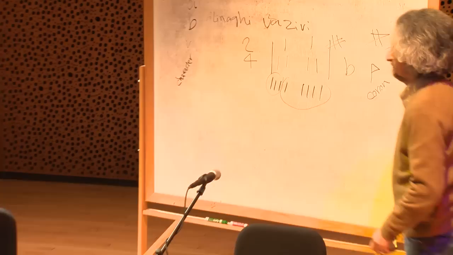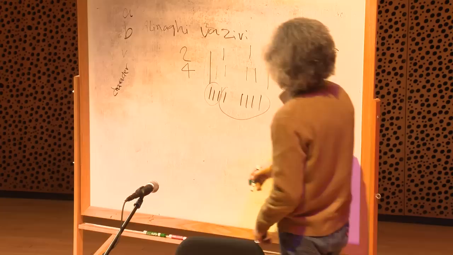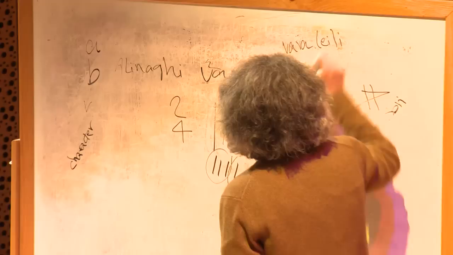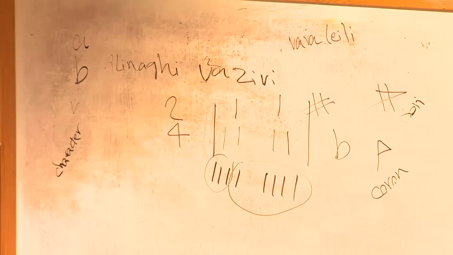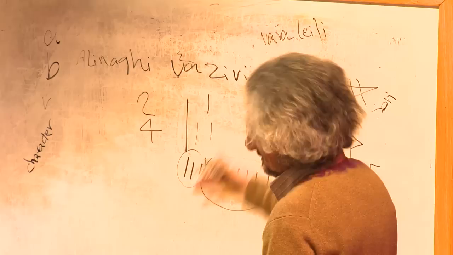So what I just did there was, instead of separating them into two equal groups, I put them into two unequal groups. This is called Vaba Leyli. We'll talk more about Leyli later, but Leyli is the name of a famous figure in Persian literature. And Vaba means something like dad.